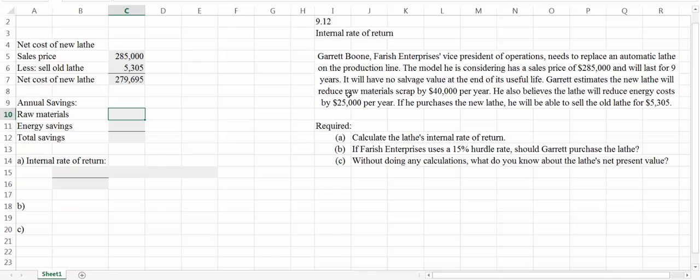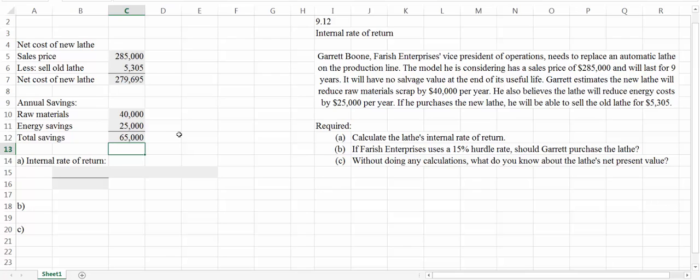Okay. Now let's look at our annual savings. We have a reduction of raw materials scrap of $40,000 a year. So that's one savings, $40,000 every year. And then we're going to reduce energy costs by $25,000 a year. So we'll add those together, and that will give us our total annual savings of $65,000.